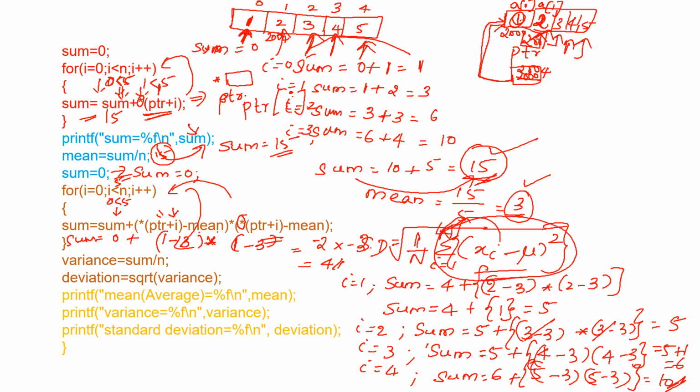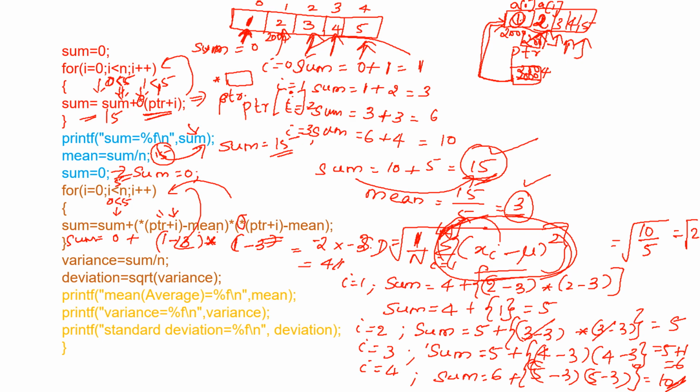Now you have to do the 1 by n, right? So what is your sum value? You have got this value as 10. So in the numerator you have got 10 and n is equal to 5. So you have got root of 10 by 5. So you will be getting what is the value? Root of 2. So variance is equal to sum divided by n. So that is what you have done. Variance is equal to sum divided by n, that is 10 by 5, which is equal to 2, will be your variance.